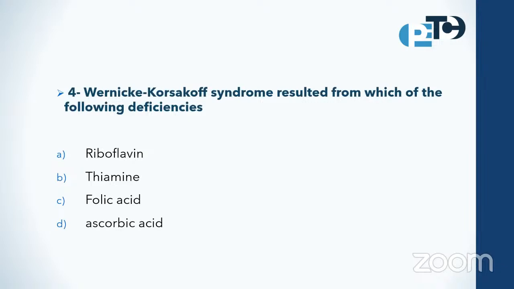Wernicke-Korsakoff syndrome. This syndrome results from which type of deficiency? Is it riboflavin, thiamine, folic acid, or ascorbic acid? Yes, it is a syndrome that happens due to the deficiency of vitamin B1, which means that it is thiamine. Okay. While riboflavin is vitamin B2, folic acid is vitamin B9, and ascorbic acid is vitamin C. Okay.